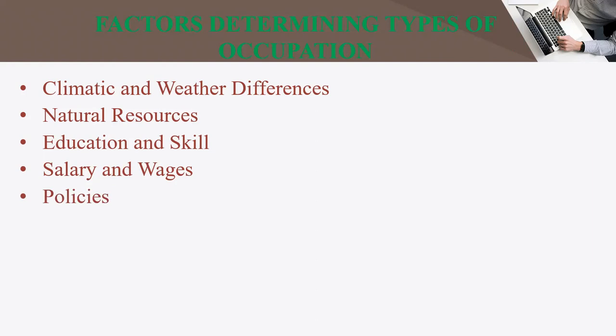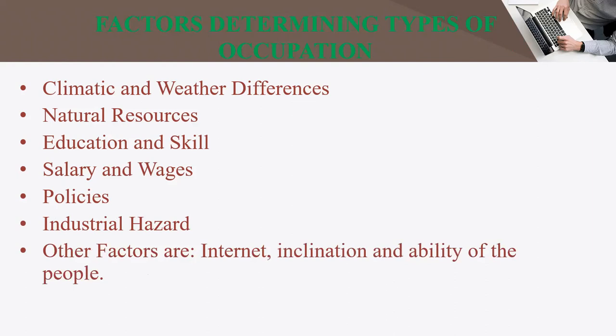Then policies, we have government policies, and even the organizations themselves have different policies. The policies might not work with individuals. We have hazard. There are some industries or organizations where the nature of what they do is hazardous because of the type of work. There are some other factors too. We have the ability of the people, which is under the skills.